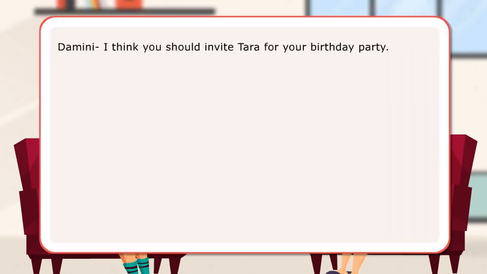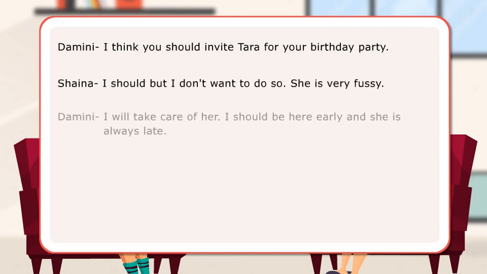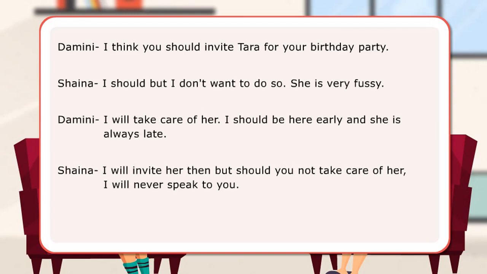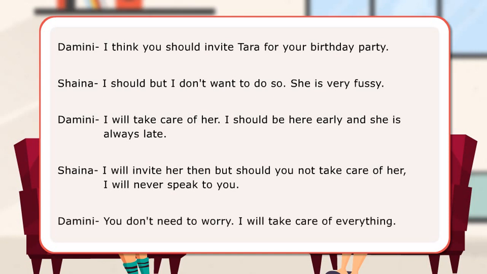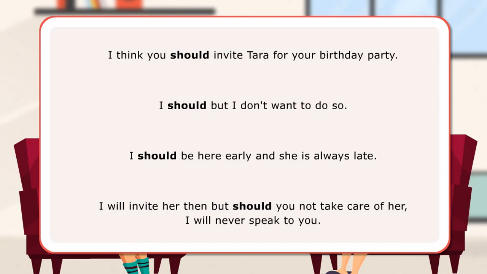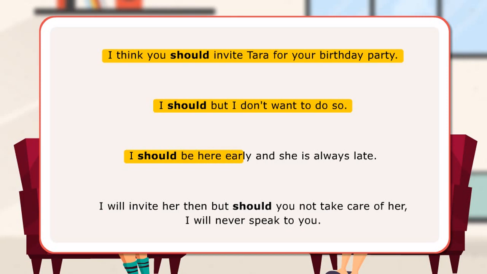In the dialogues, the girls have used should for obligation, advice, suggestion, expectation, and as a conditional. Here are examples of sentences with should. I think you should invite Tara for a birthday party. I should, but I don't want to do so. I should be here early and she is always late. I will invite her then, but should you take care of her? I will never speak to you.